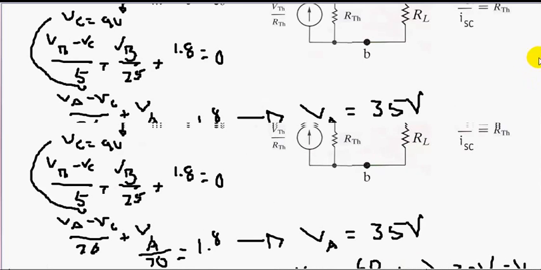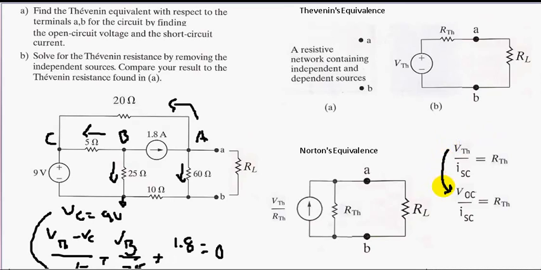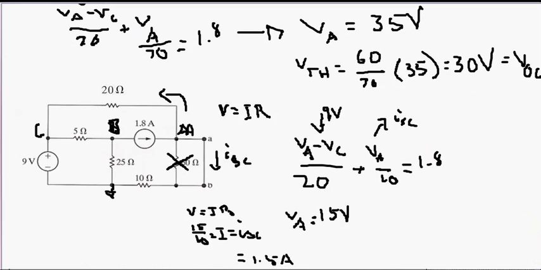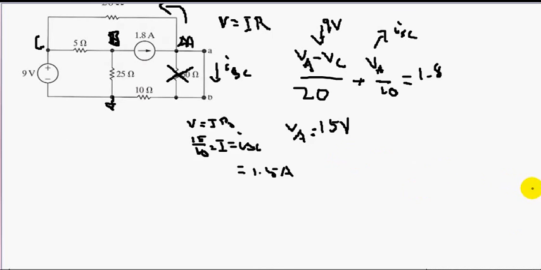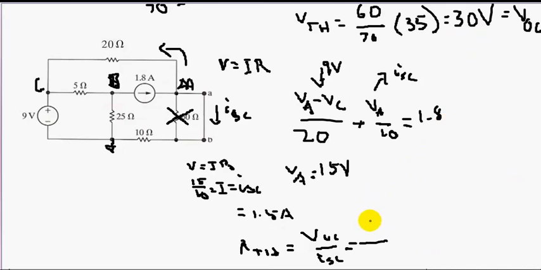We found our V open circuit. Now we can find our R Thevenin using this relationship: your R Thevenin is the ratio between V open circuit over I short circuit. What is our R Thevenin? R Thevenin is equal to V open circuit over I short circuit. Okay. V open circuit is 30 volts over I short circuit 1.5 amps. That is equal to 30 divided by 1.5, we have 20. So R Thevenin is equal to 20 ohms.